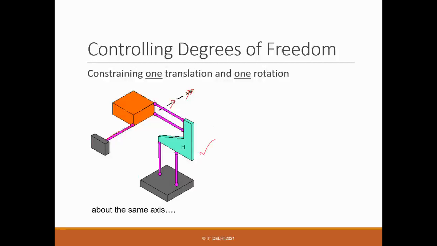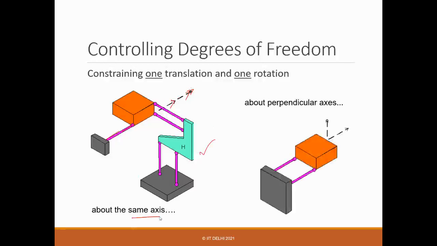So this is the translation and rotational constraint along the same line, same axis, right? Similarly, we can do it if it's a perpendicular axis. Suppose this is the translation direction, but your rotational axis is perpendicular. The rotational constraint you want to apply is perpendicular to the axis of the translation constraint.